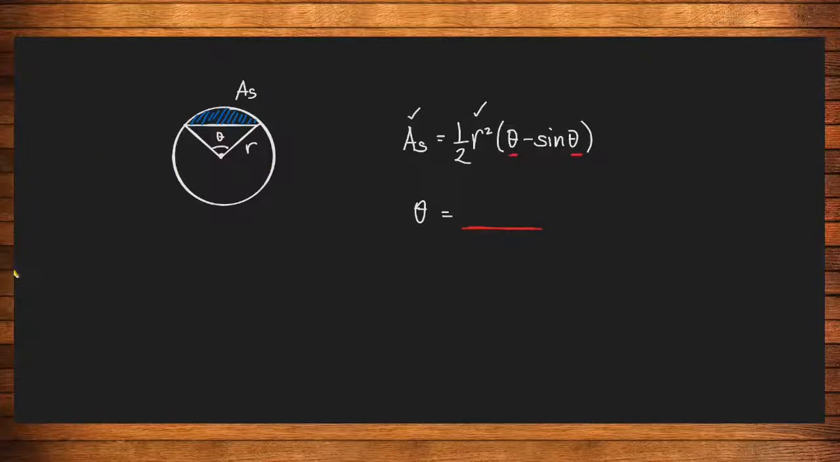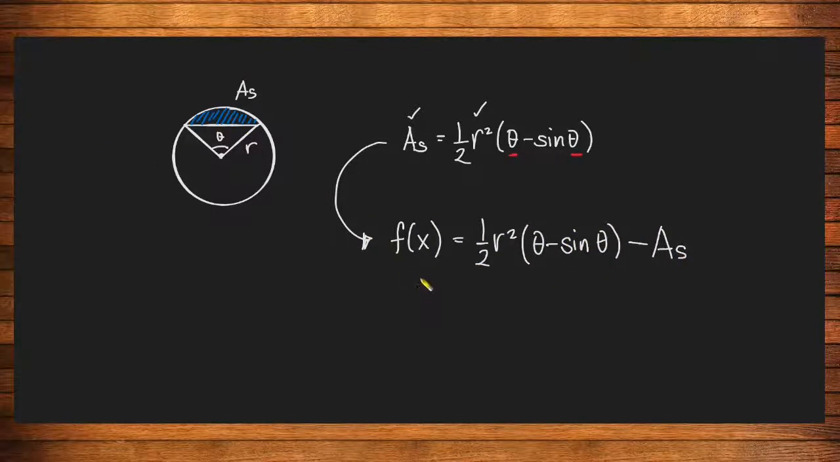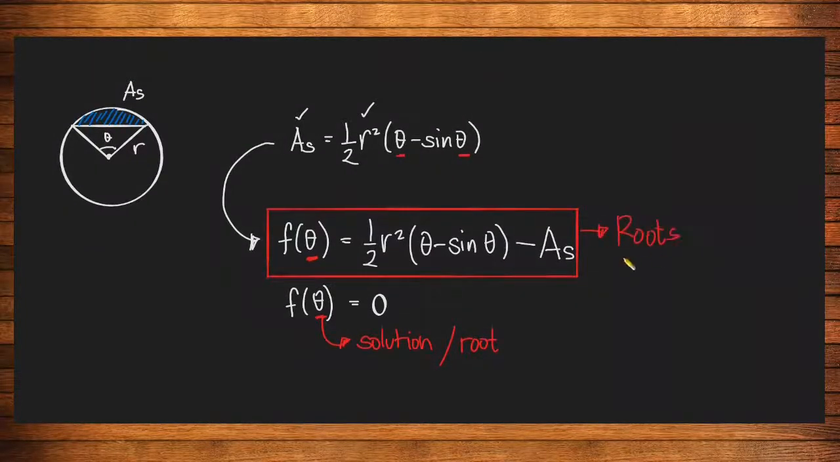So instead, yung gagawin natin is we will subtract both sides of our equation by the area of the segment A_S. So now we will have a new function f of theta equal to 1/2 r squared times (theta minus sine theta) minus A_S. We can see na yung sagot or yung answer to the problem is the value of theta that will make this function equal to 0. And we call that the solution or the root of this function. So this function here is an example of what we call a roots problem.